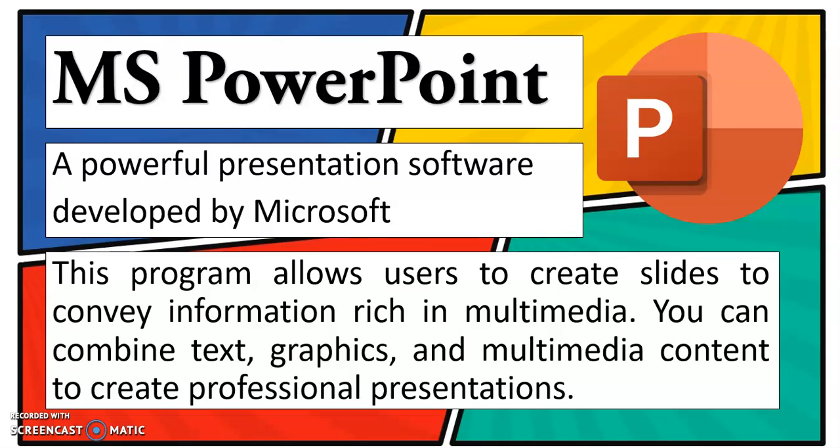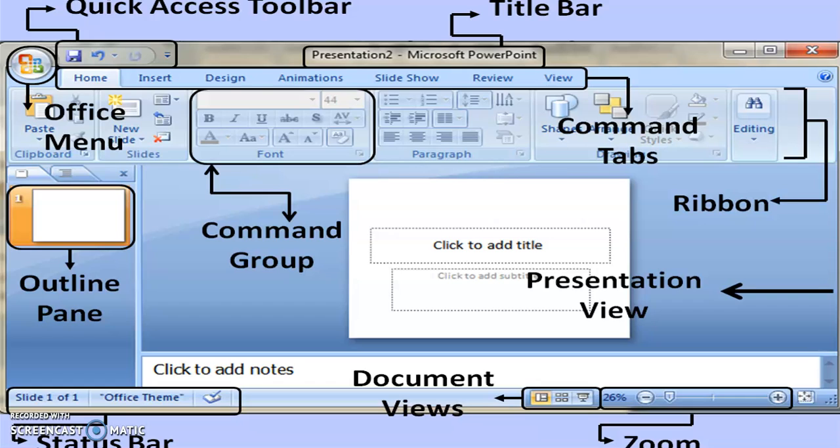Now, here are the parts of Microsoft PowerPoint. So here, as you can see, this is the office menu, and then the quick access toolbar and the command group, which is very well known because we can see this almost in all Microsoft applications. Also the title bar, which shows the title of your presentation, your command tabs, the ribbon, this whole thing.